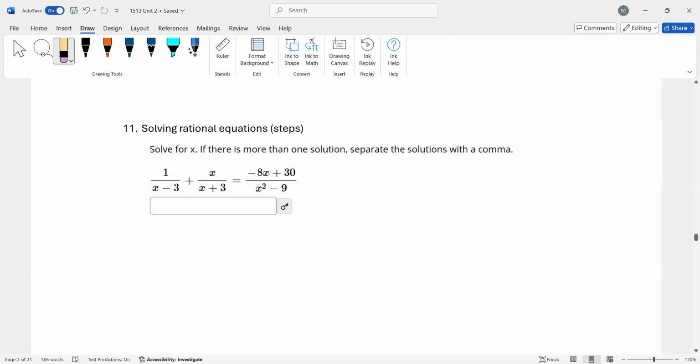The first type, topic 11, solving rational equations. It's always good to know the names of the concepts. When we learn something, we want to look like a professional, right? When you learn a new language, you want to know the important terminologies and the grammar. What is a rational equation? What does a rational equation look like?